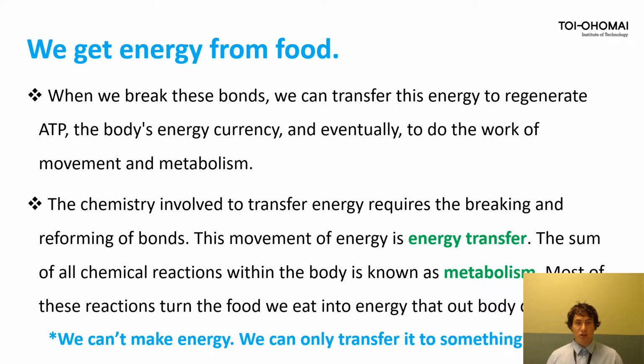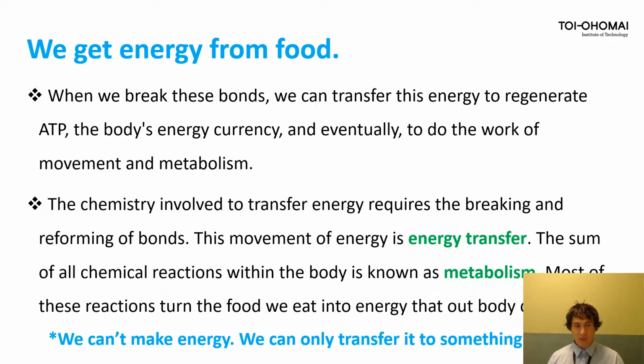When we break these bonds within food, so the chemical bonds, we're looking at chemistry. We don't touch on chemistry, but everything is made up of different elements bonded together. We can transfer this energy that is within the bonds of two molecules to regenerate ATP. And we know that ATP is the energy currency of the body, so it's the energy that we can spend. And eventually we use that ATP to do work such as move, but also to drive metabolism.